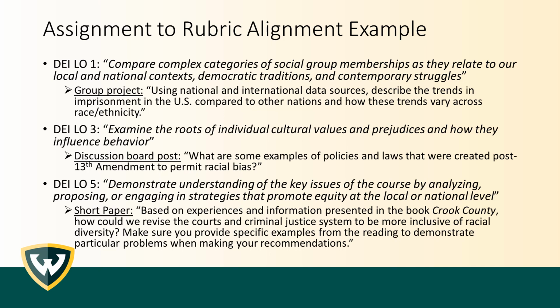And Learning Outcome 5 states, demonstrate understanding of the key issues of the course by analyzing, proposing, or engaging in strategies that promote equity at the local or national level. An assignment that aligns with Learning Outcome 5 could be a short paper where the students are asked to do the following. Based on experiences and information presented in the book Crook County, how could we revise the courts and criminal justice system to be more inclusive of racial diversity? Make sure you provide specific examples from the reading to demonstrate particular problems when making your recommendations.